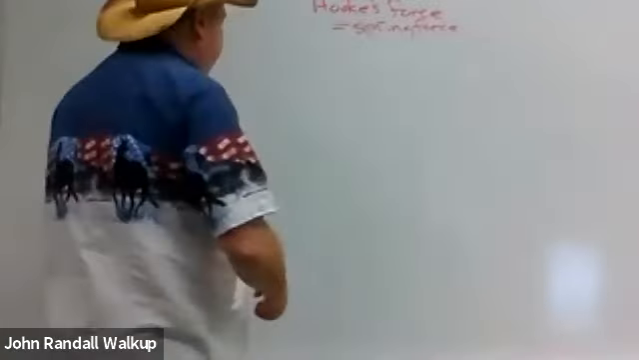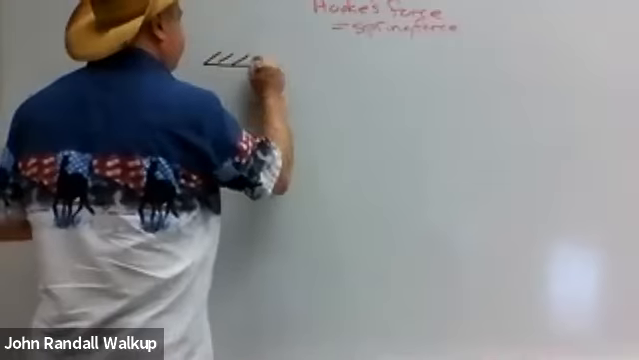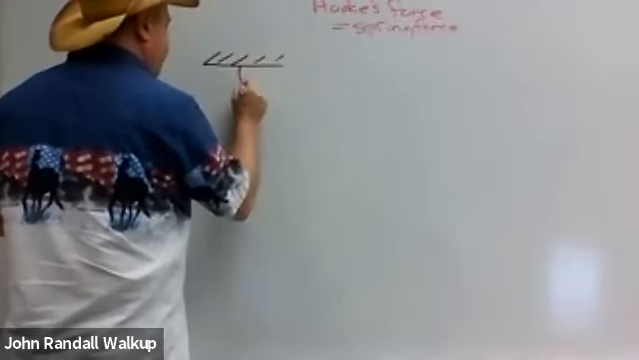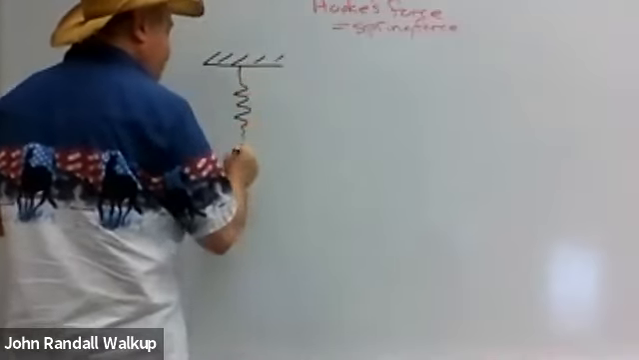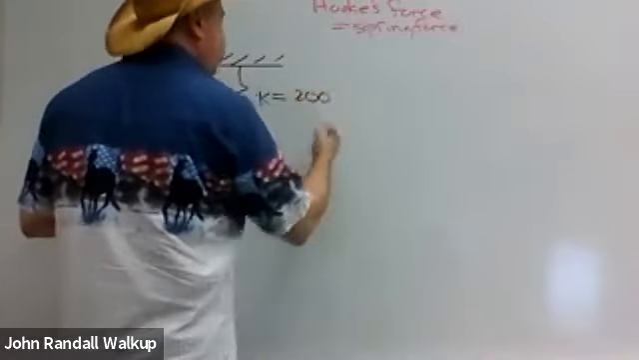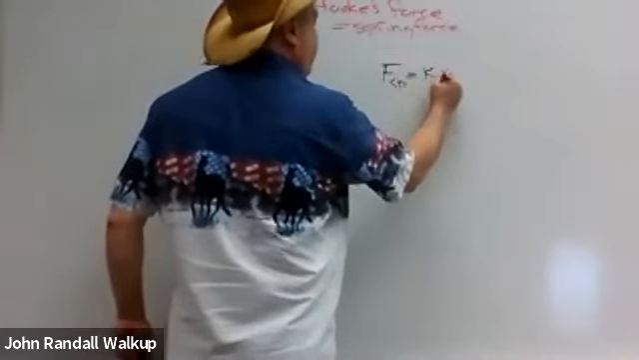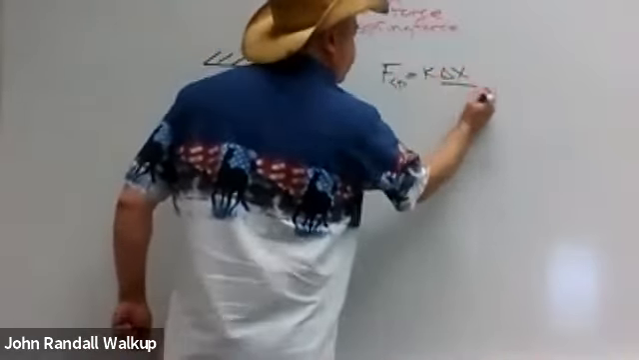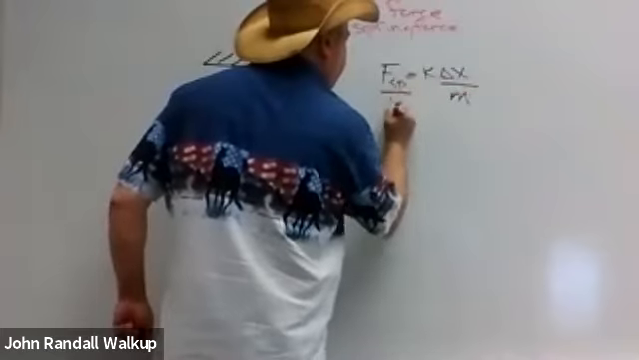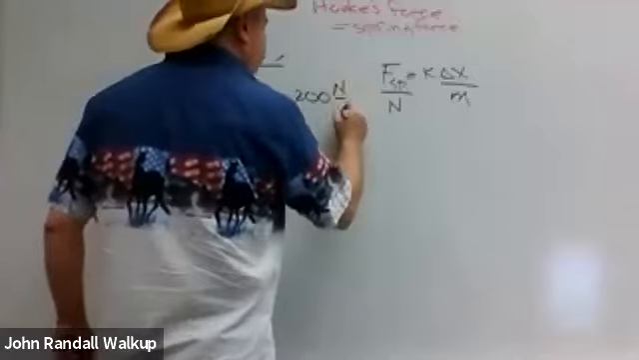So I'm going to hang from the ceiling a spring that has a stiffness factor of 200. Now, what are the units of this? Well, let's go back. F spring is K delta X. This is in meters. This is in newtons. Therefore, K must be in newtons per meter.